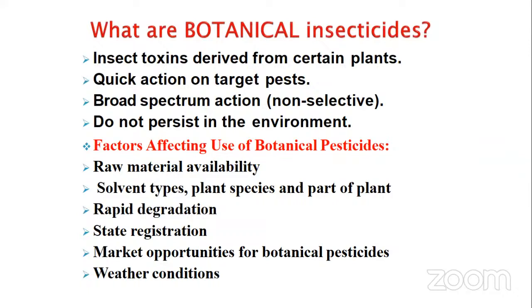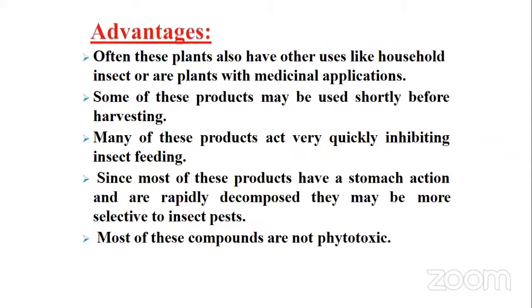We are going to talk in depth about botanical insecticides. What are the factors which affect the use of botanical insecticides? The first one is raw material availability, and the second is solvent types, plant species, and part of plant. The third is rapid degradation, and the fourth is state registration. The fifth is market opportunities for botanical pesticides, and the sixth is weather conditions. These are the factors which affect the use of botanical pesticides. We have to be careful when using them.